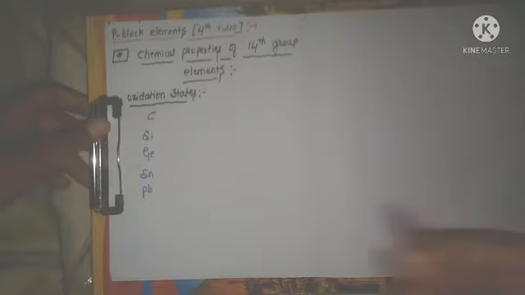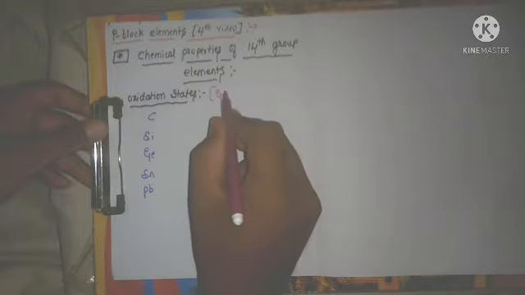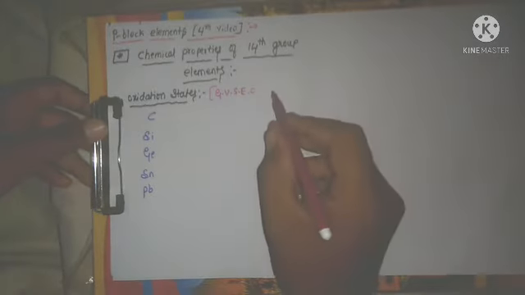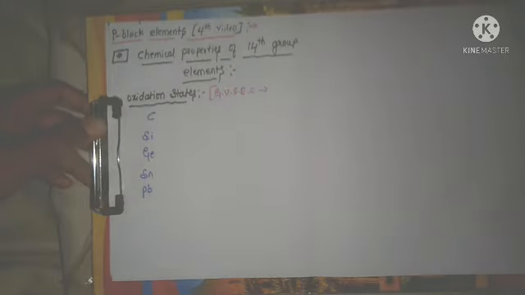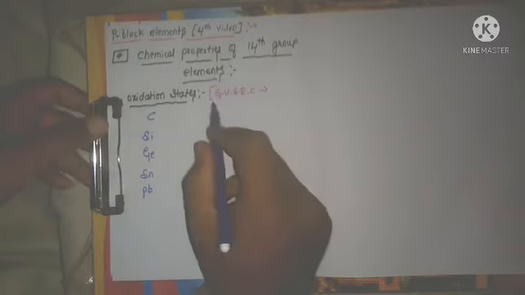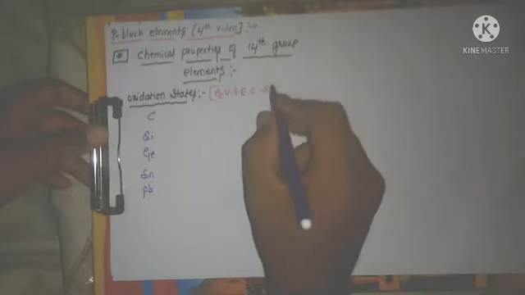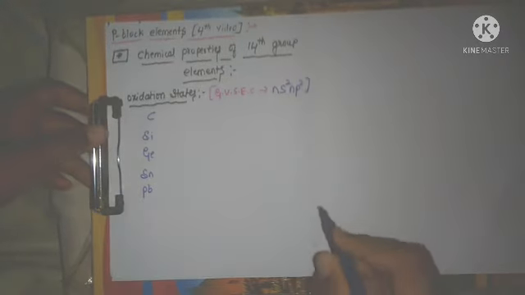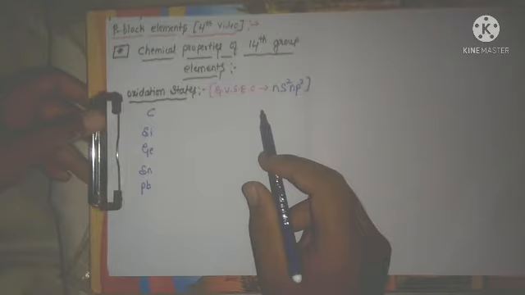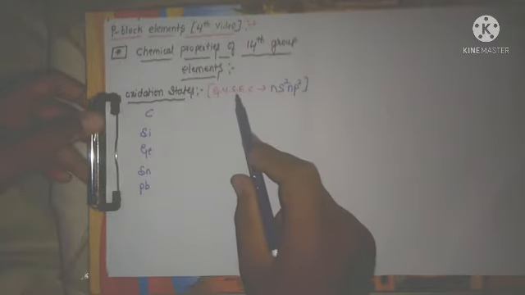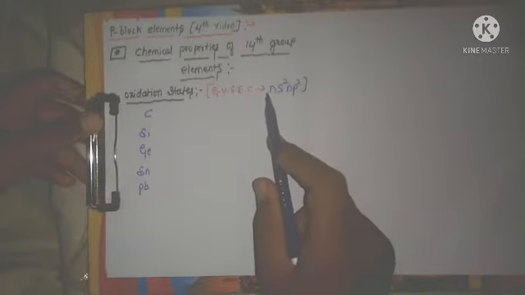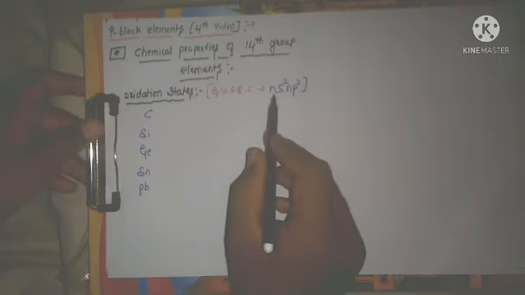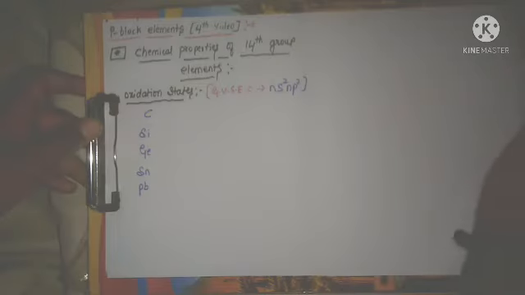Now, here I am writing the general valence shell electronic configuration of 14th group elements, which we already discussed in the last video. The general valence shell electronic configuration of 14th group elements is ns2np2. Here, how many valence electrons are there? 4 valence electrons are there.